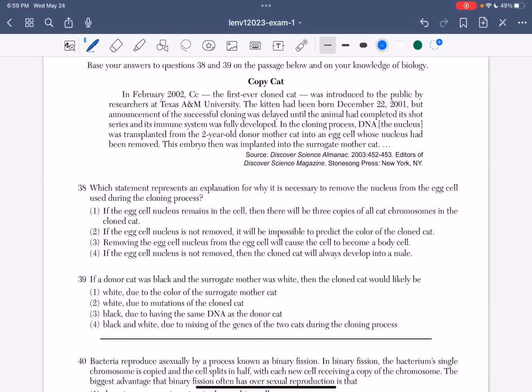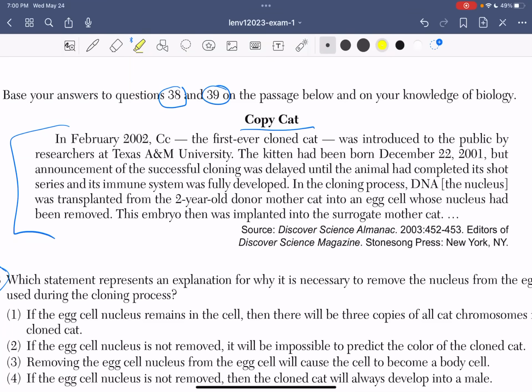All right. Let's start reading for numbers 38 and 39 only. 38 and 39 have to do with this reading only. Copycat. Let's increase this a little bit more. In February 2002, the first ever cloned cat was introduced to the public by researchers at Texas A&M University. The kitten had been born December 22nd, 2001, but announcement of the successful cloning was delayed until the animal had completed its shot series and its immune system was fully developed.